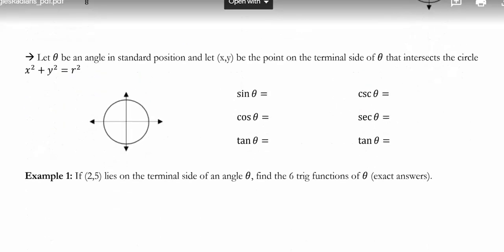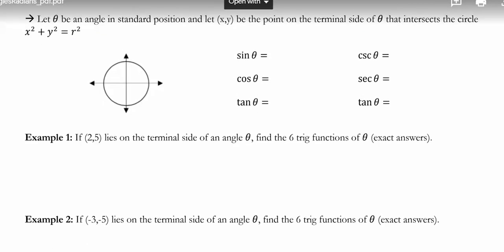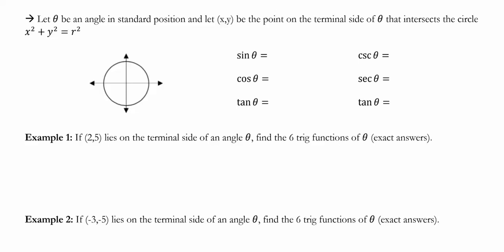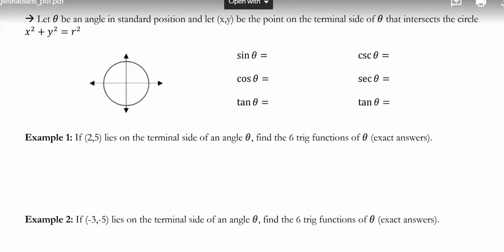So now, let's look at this scenario. It says, let theta be an angle in standard position, and let (x, y) be a point on the terminal side of theta that intersects the circle x squared plus y squared equals r squared. So that's just the generic standard equation of a circle, where it's centered at the origin, which it is.